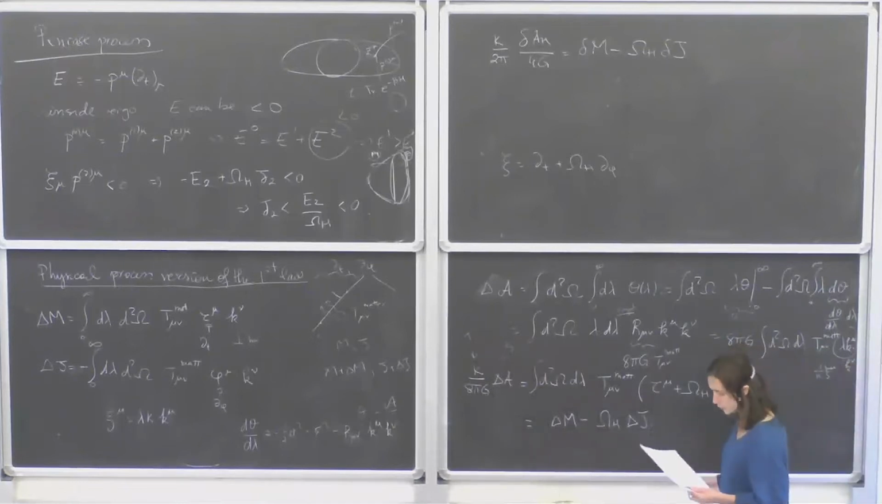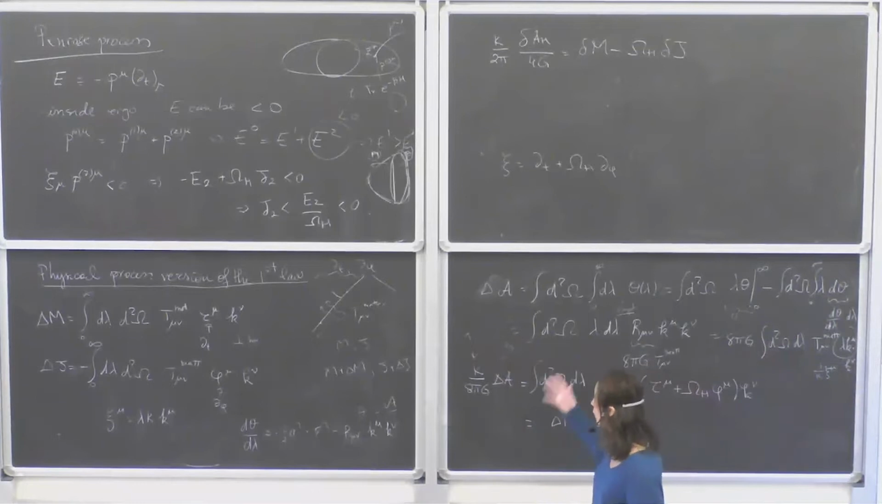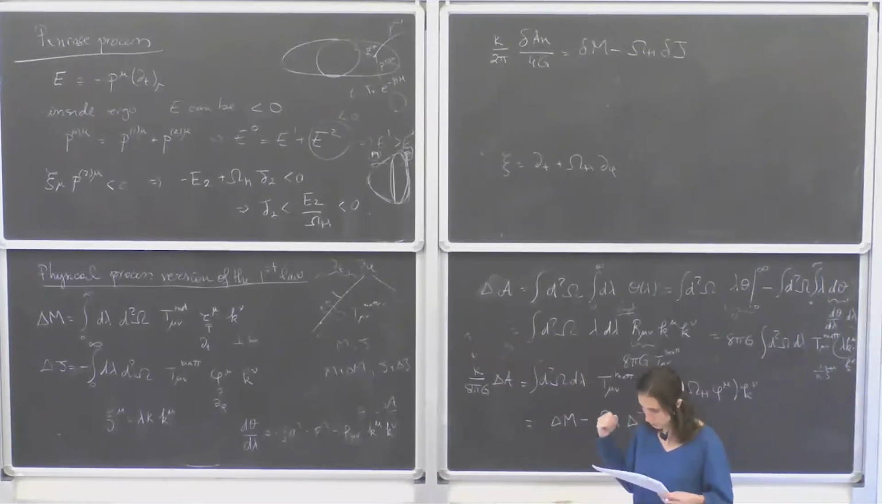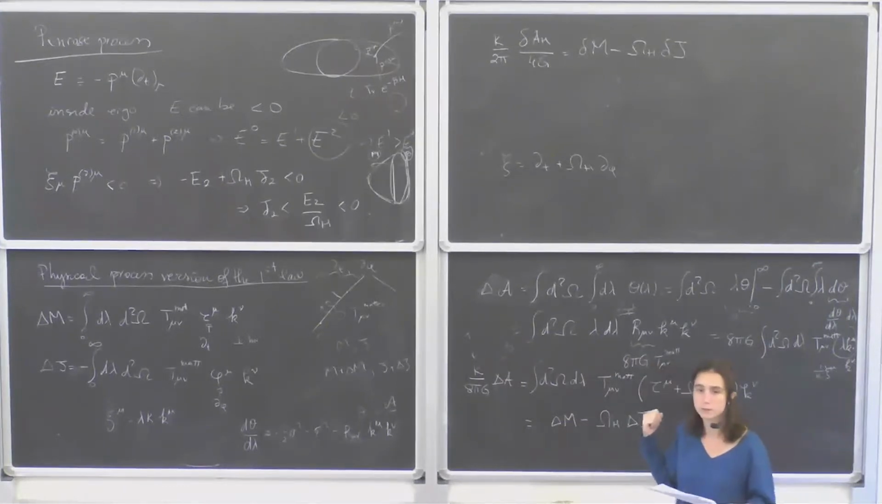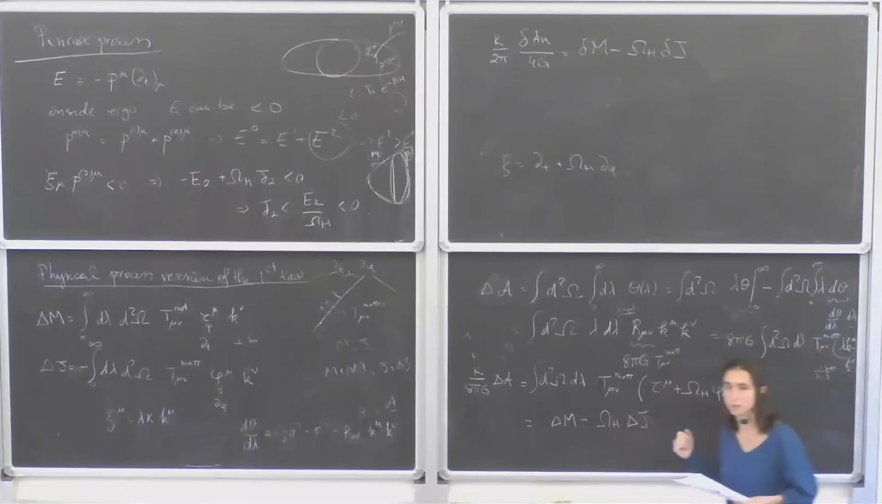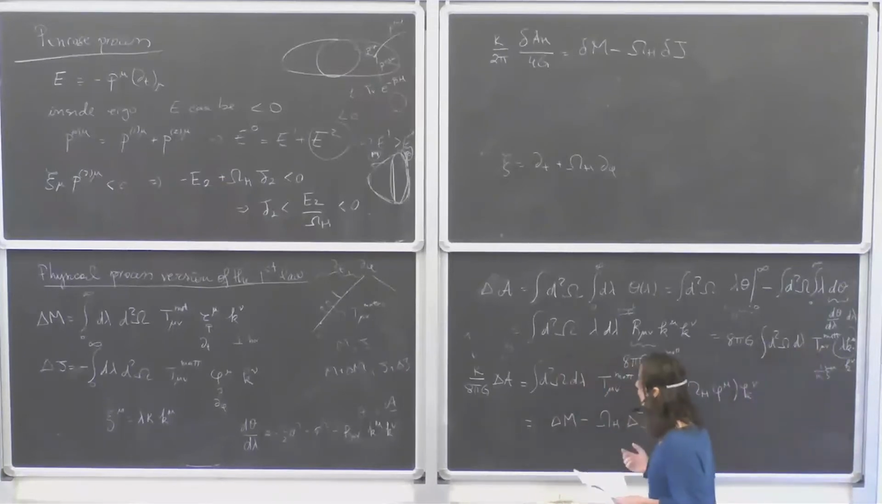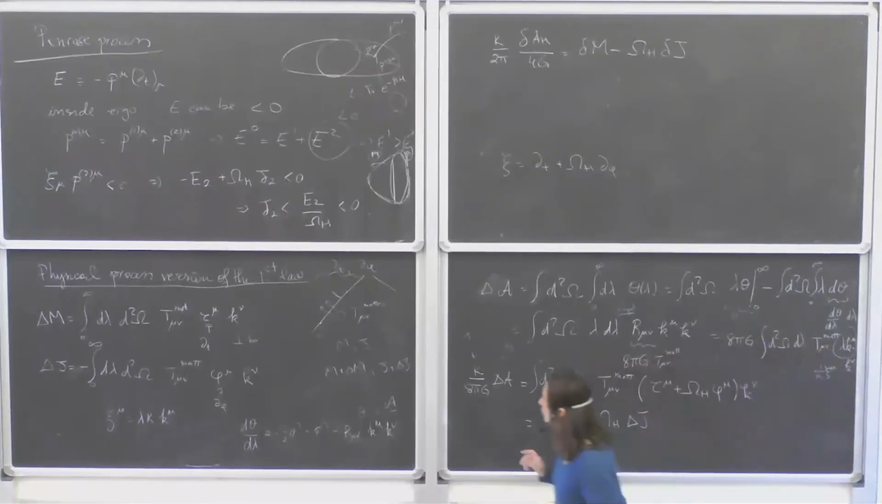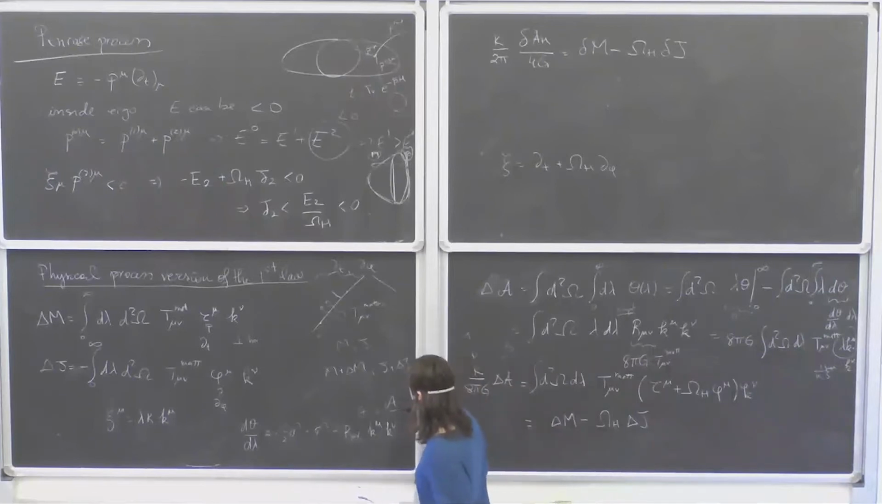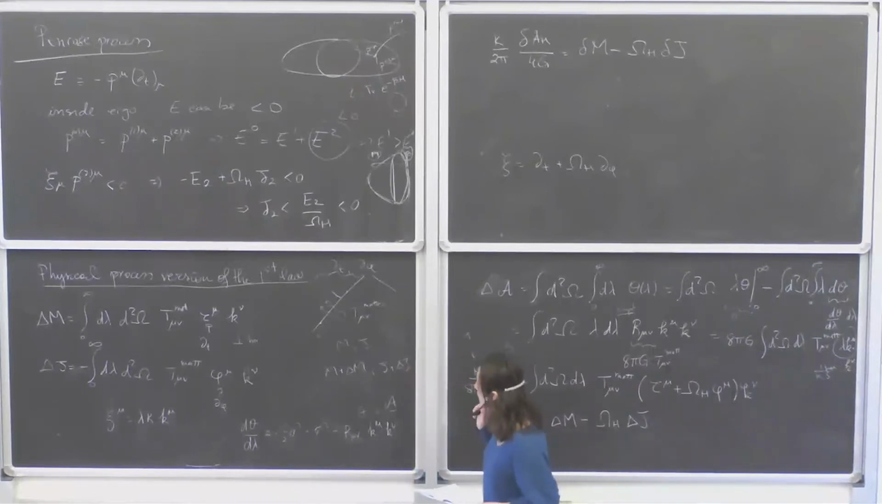Okay, very good. So this is the physical process version of the first law. Now we're going to do yet another way of deriving this first law relation, which is going to use the full power of the covariant phase space formalism. So okay, what's the difference between the derivations?